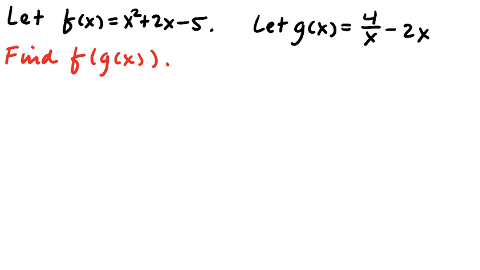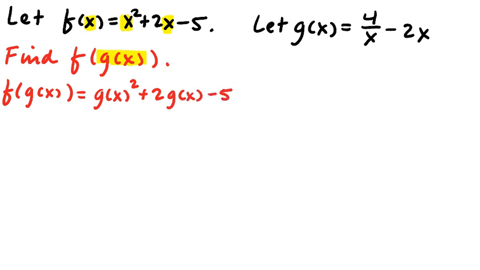Well, f of x is equal to x squared plus 2x minus 5. So what I'm going to do is wherever I'm seeing x, I'm going to replace that with g of x. That's basically what I've done here, I've plugged in g of x. So f of g of x is g of x squared plus 2 times g of x minus 5. And then I have a formula for g of x. That's 4 over x minus 2x.